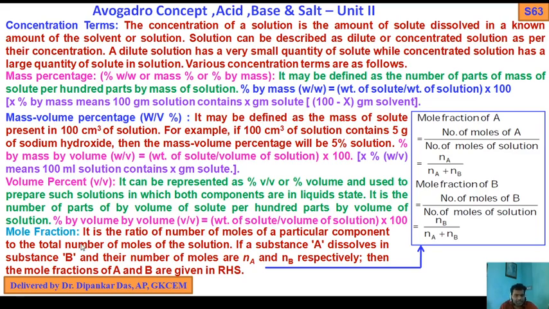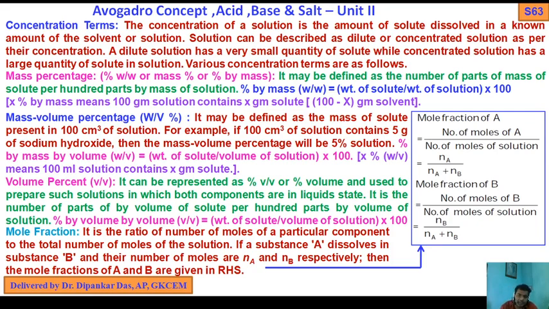Now come to mole fraction. What is the mole fraction? It is the ratio of the number of moles of a particular component to the total number of moles of the solution. If a substance A dissolves in substance B and their numbers of moles are Na and Nb respectively, then the mole fractions of A and B are given on the right-hand side.